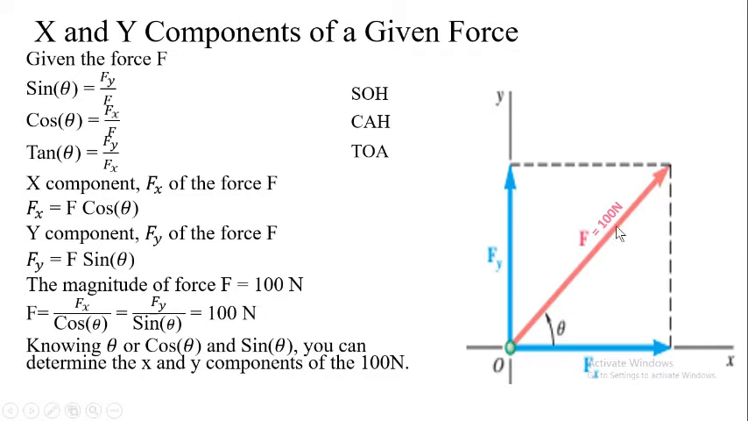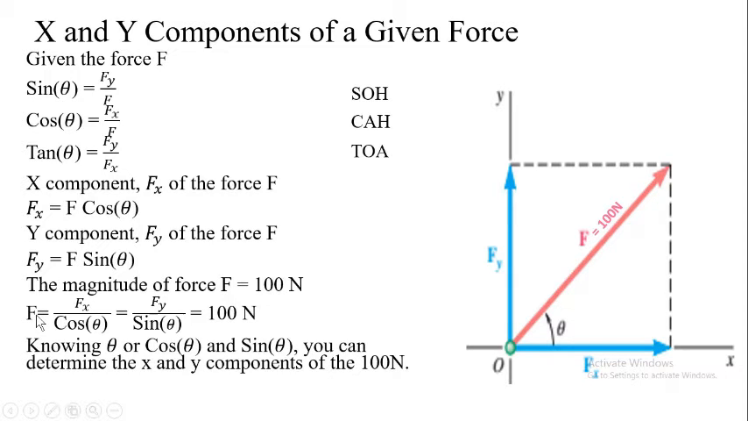Given this inclined force to be 100 Newton, it means the magnitude of the force is 100 Newton. So using your SOHCAHTOA, you could resolve the force into its x and y components. You have sine theta equals Fy over F, cos theta equals Fx over F, and tan theta equals Fy over Fx. So the x component of the force becomes F cos theta, and the y component of the force becomes F sine theta. The magnitude of the force I've earlier said is 100 Newton.